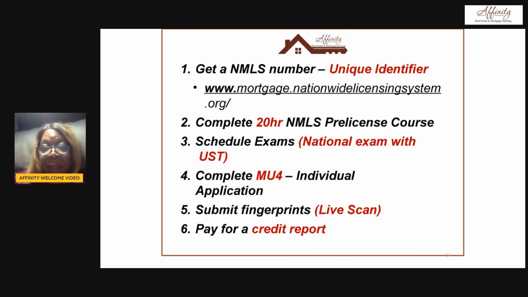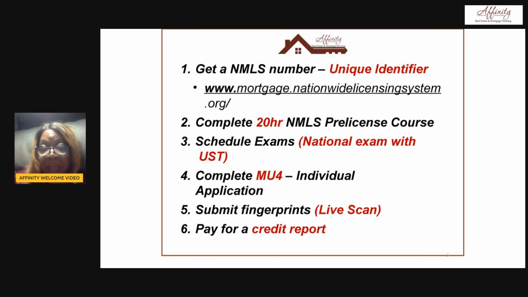I'm going to be starting out with the 6 steps required to become an MLO. Step number 1 is to get an NMLS number, which is your unique identifier. And right below, there's the link for you to go to that website. Step number 2 is to complete the 20-hour NMLS pre-licensing course.